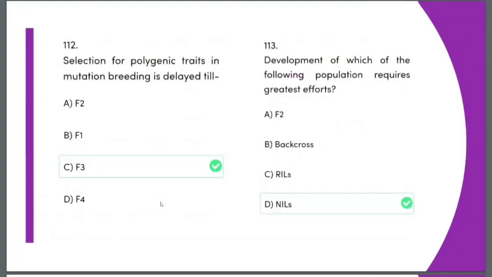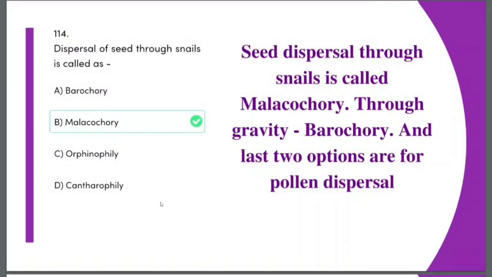112: selection for a polygenic trait in mutation breeding is delayed till F3. 113th: development of which of the following populations requires the greatest effort? NIL, near isogenic lines. 114th: dispersal of seed through snails is called malacochory.